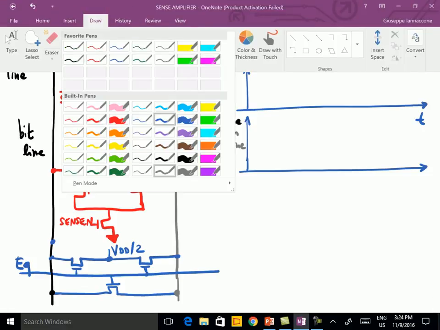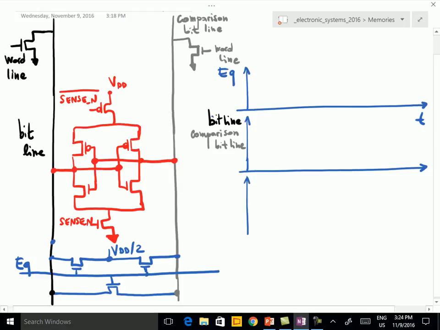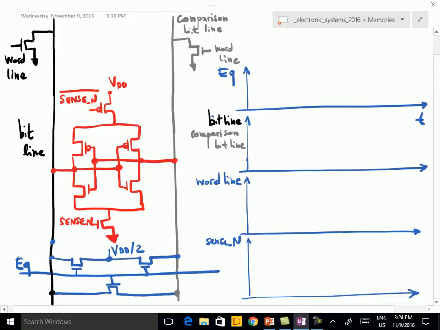And then we need to look at the word line, and then we need to look at sense N. Okay. And we're done.